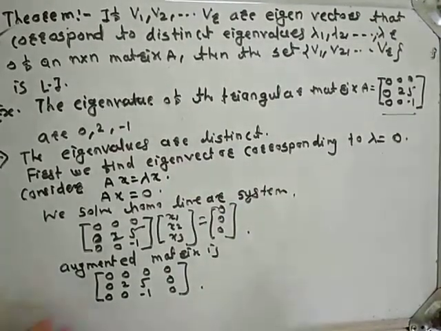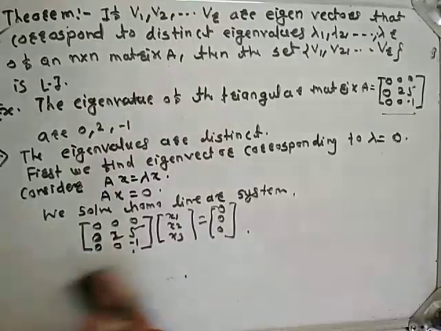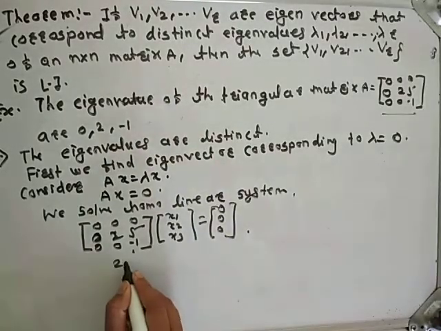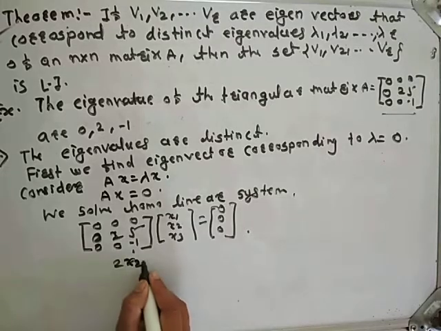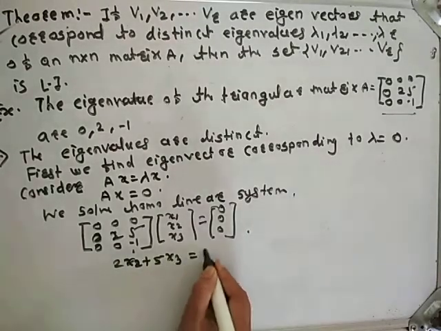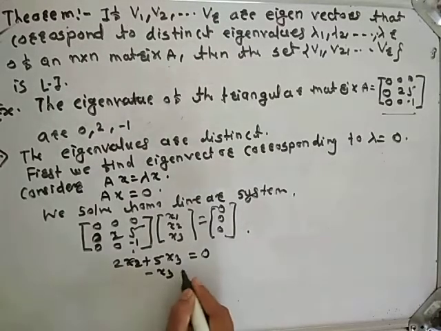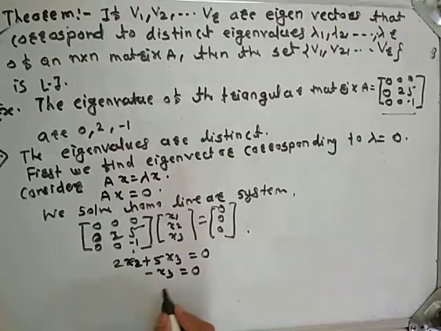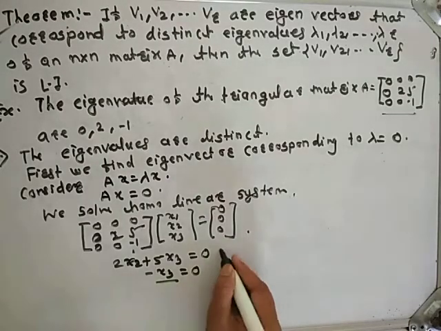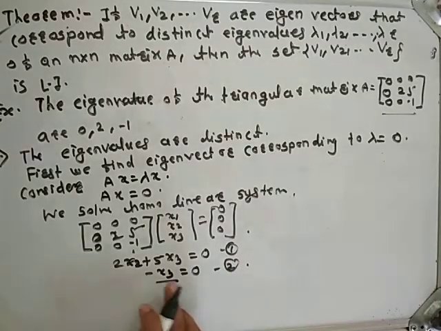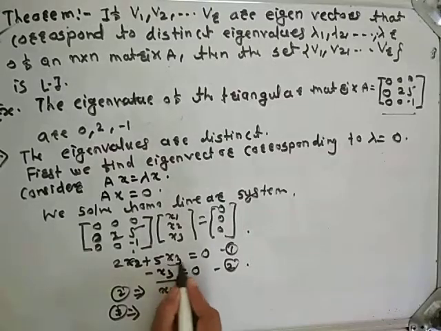Sorry students, here there is no need to write down the augmented matrix. Here we will get directly 2x2 plus 5x3 is equal to 0 and minus x3 is equal to 0. So this is equation 1 and this is equation 2. Equation 2 implies x3 is equal to 0. Equation 1 implies, if we put x3 equal to 0 here, we will get x2 is also 0.